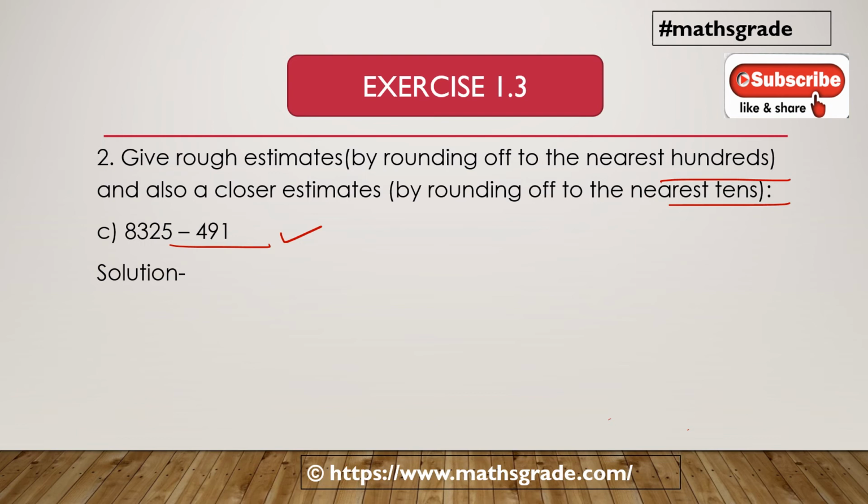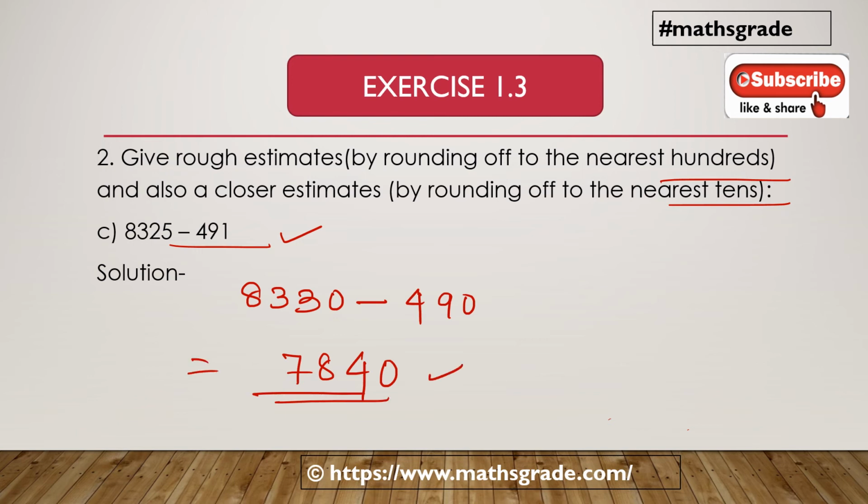So 8,325 rounded to the nearest 10, we got 8,330, minus 491 rounded to the nearest 10, we got 490. Now 8,330 minus 490 is 7,840. And this is the answer.